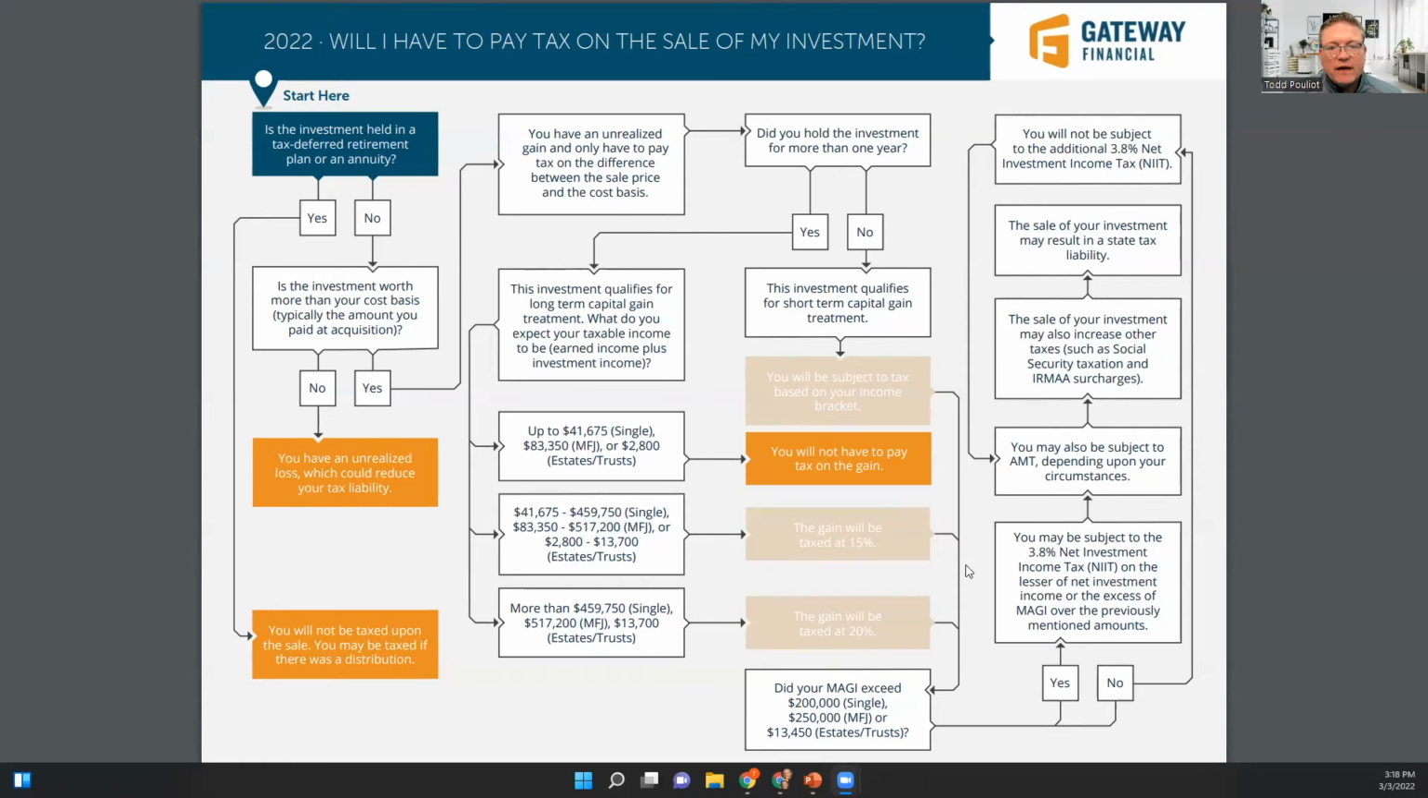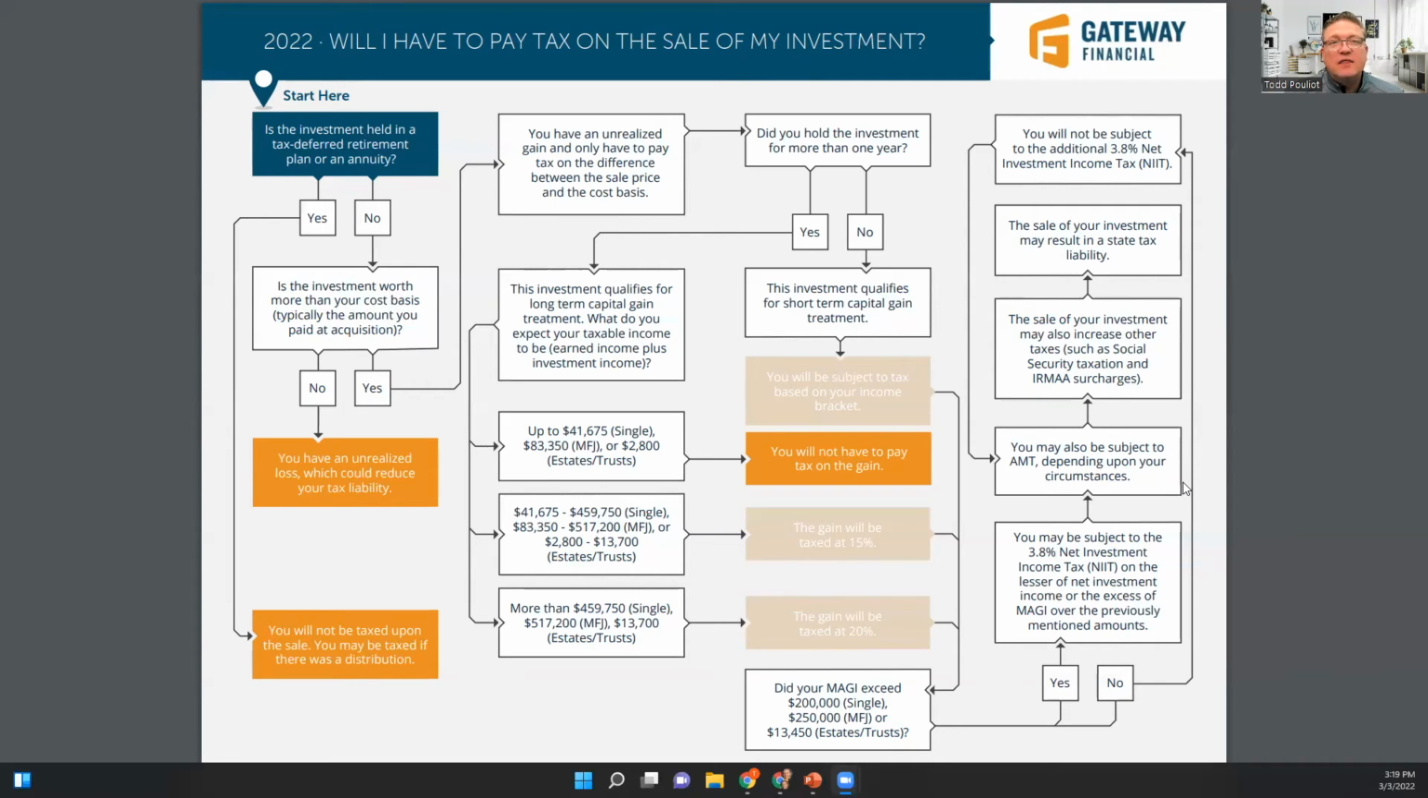The other thing you want to consider if you follow this flow chart is understand the modified adjusted gross income, $200,000 for single or $250,000 married filing jointly. And again, there's that number $13,450 for estate trust. You are going to be paying higher taxes, what is called the net investment income tax. It's 3.8%.